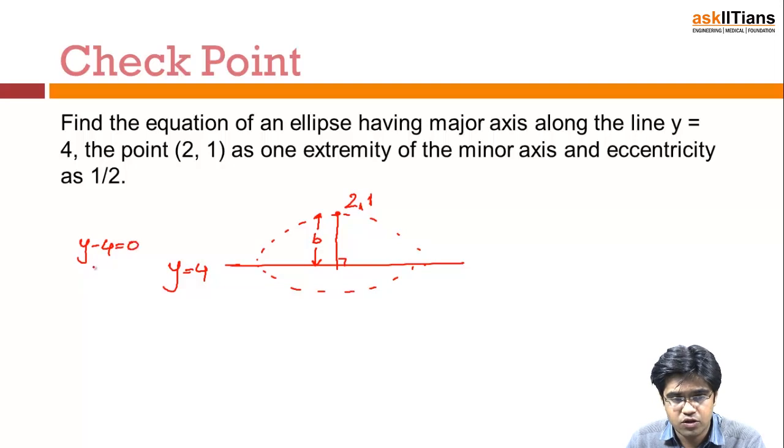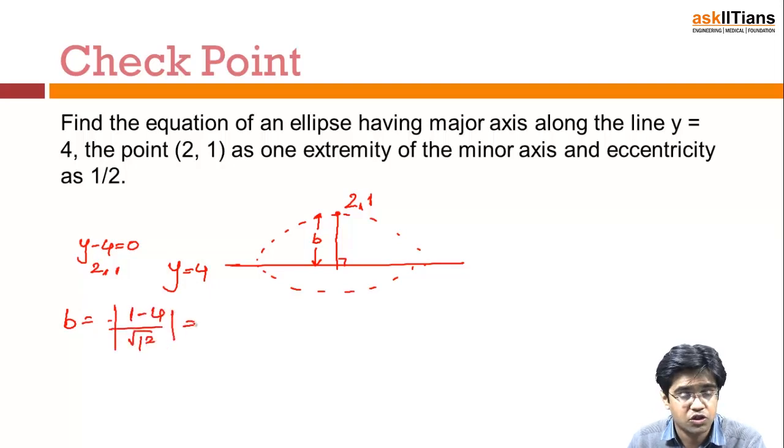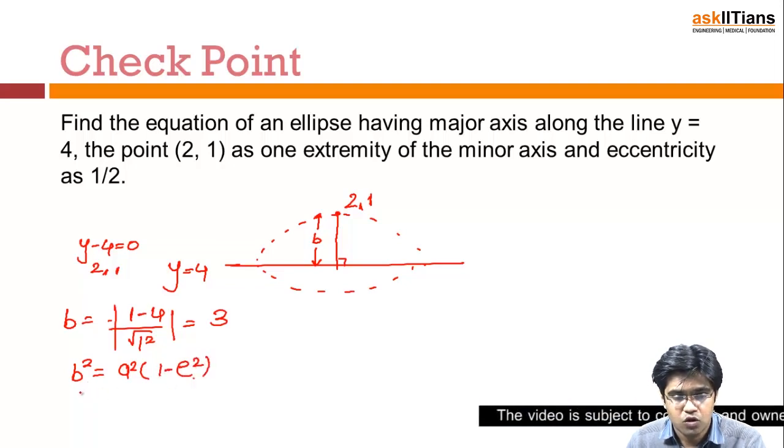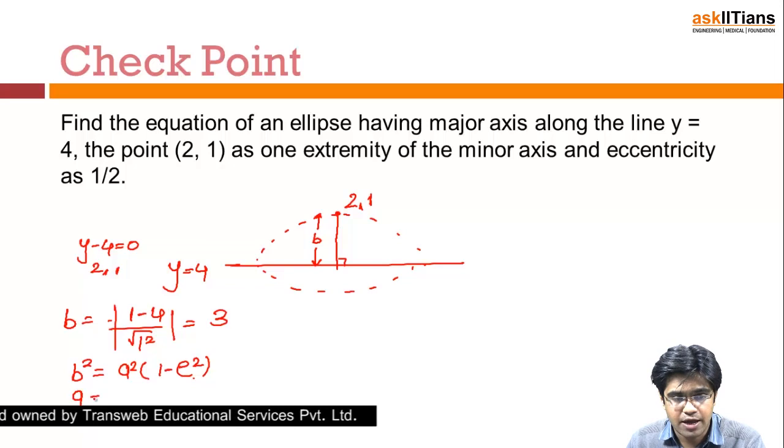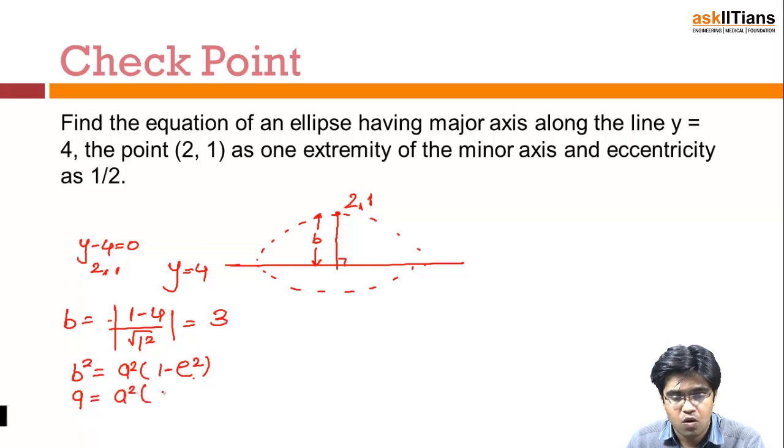Your equation is y minus 4 equals 0. We have the point (2, 1). So b will be mod of 1 minus 4 divided by root of 1 square, that is the perpendicular distance formula. So your b is 3. Now we know the relation between b and a, that is b square equals a square times 1 minus e square. So b square is 9 and e is 1 by 2, it's given. So 9 equals a square times 1 minus 1 by 4, that is 3 by 4. So my a square is actually equal to 12.